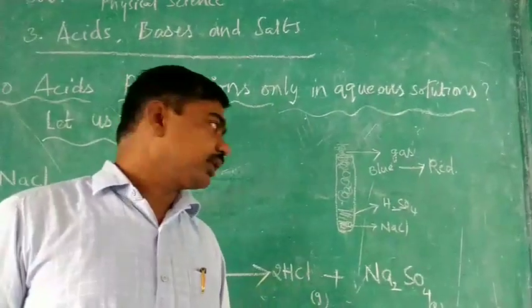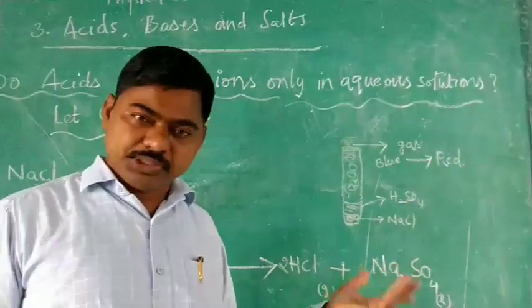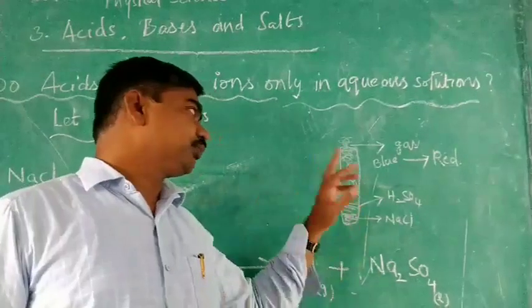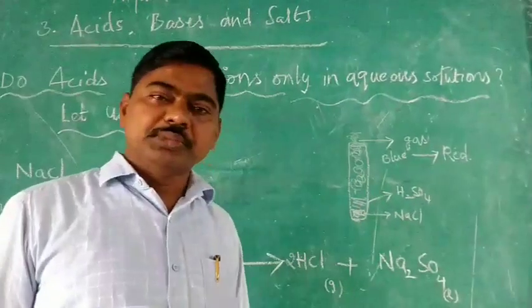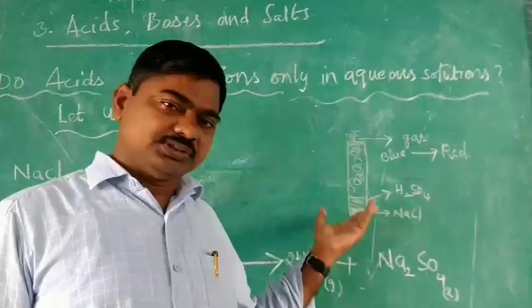Again you have to take the red litmus paper and see if it changes to blue, that is basic, you will say. If you take both and there is no change at all, you can say that it is a neutral substance.